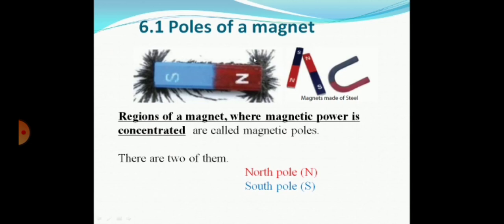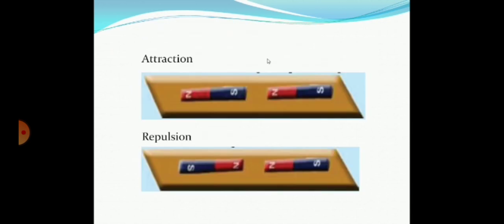You can see in this diagram some iron filings are concentrated near the North Pole and South Pole. The reason for that is the magnetic force is greater near the pole, and when you move away from the pole, the magnetic power decreases.